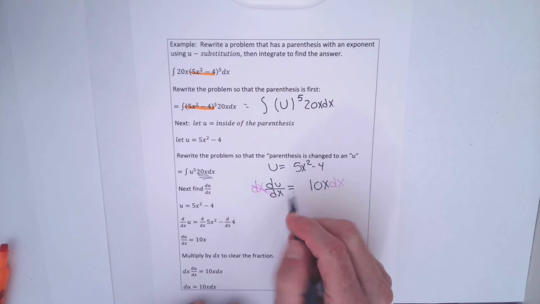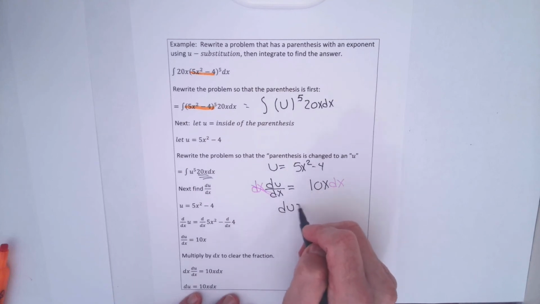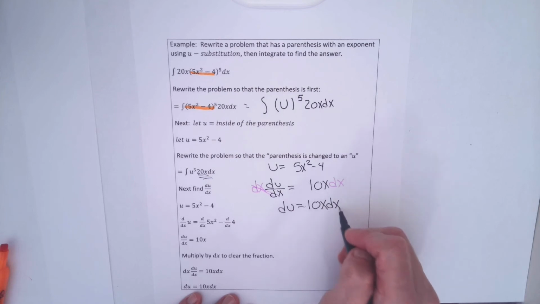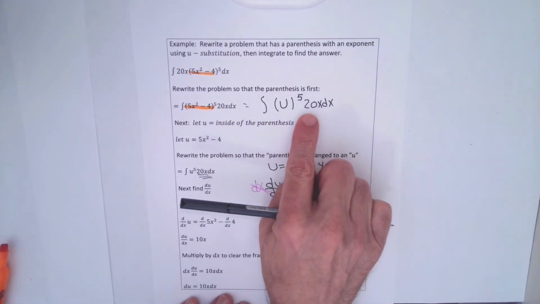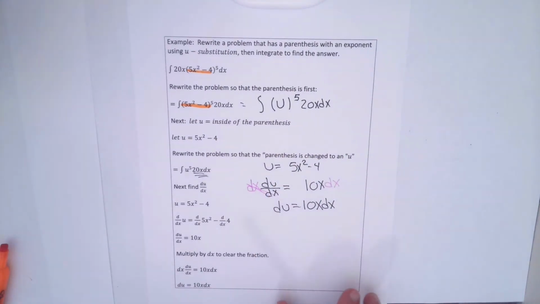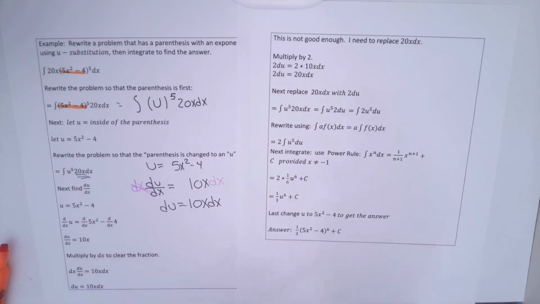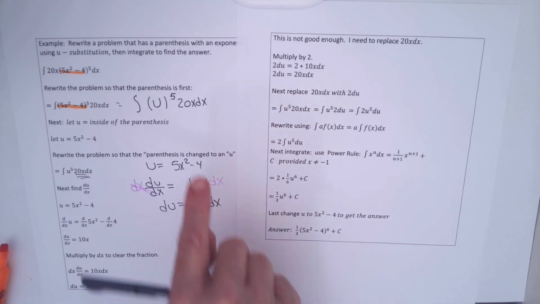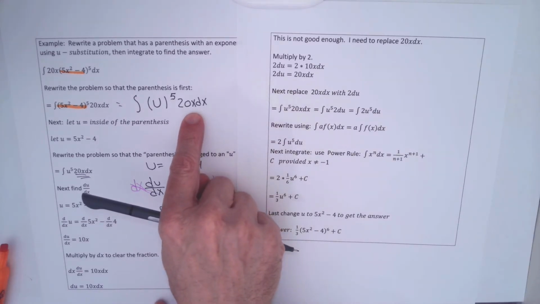I get du is 10x dx. That was good for the last problem, because in the last problem, this stray part was 10x dx. It was a good thing. In this problem, not so good. The reason not so good, because I need to replace 20x dx. Well, I can get a 20x dx with not a lot of work. So this du equals 10x dx that I'm trying now to make the problem only have u's.